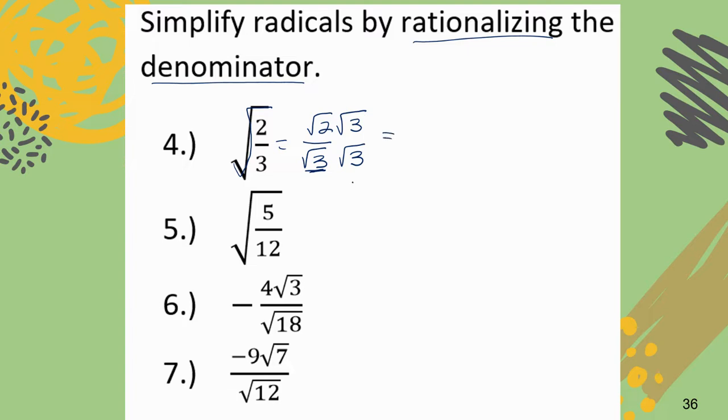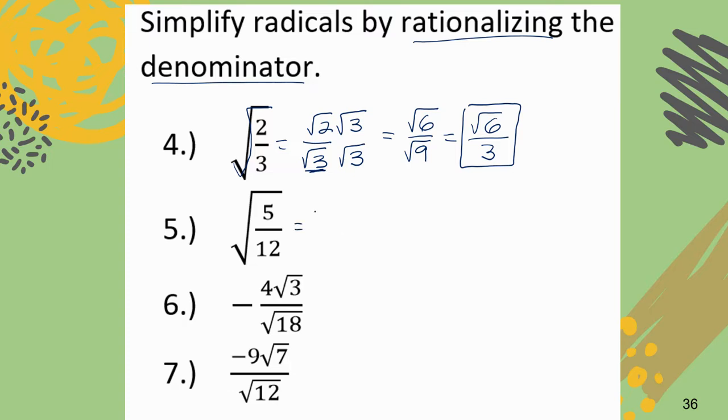And now that I've done that, this becomes square root of 6 on top, because 2 times 3 is 6, and this becomes square root of 9 on the bottom. I can simplify this more. I can't do anything with square root of 6, but square root of 9 is 3. And now you will notice I no longer have a radical in the denominator. And that's the whole point. Rationalize the denominator gets rid of the radical in the bottom.